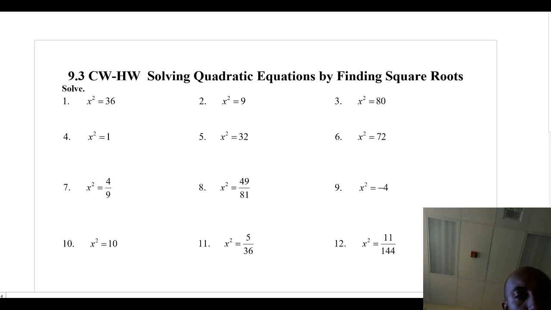Hey Algebra 1, I'm going to review 9.3, solving quadratic equations by finding square roots. That's the key word here: we're going to be solving using square roots.